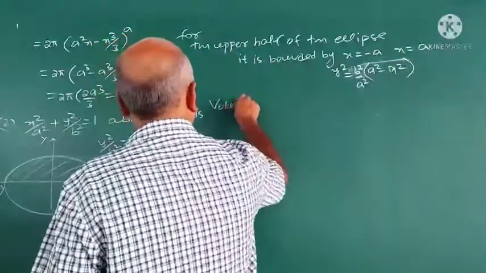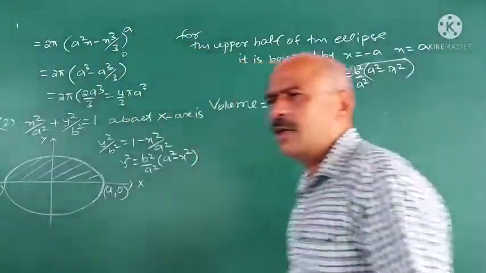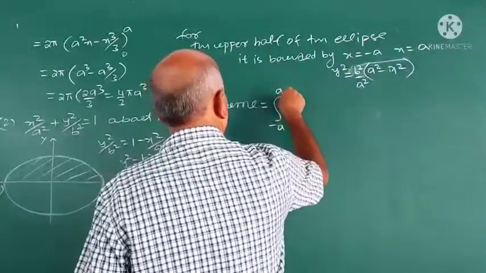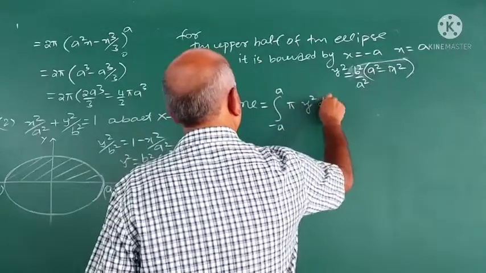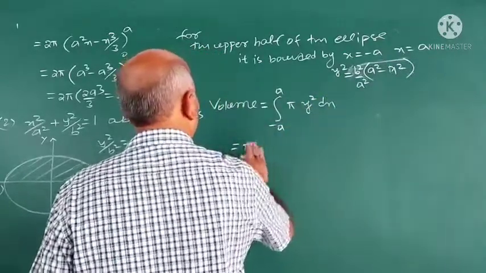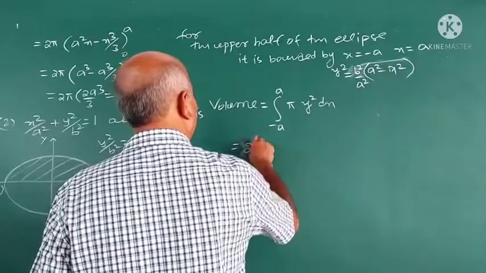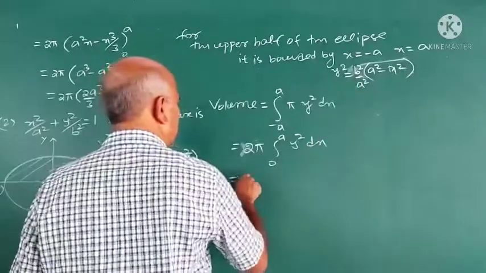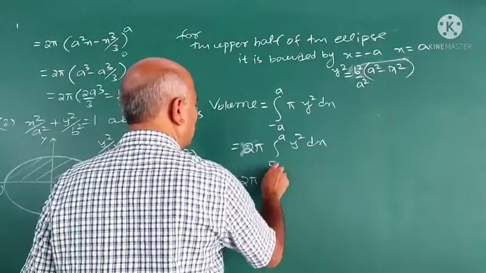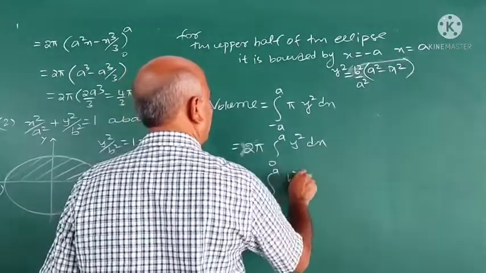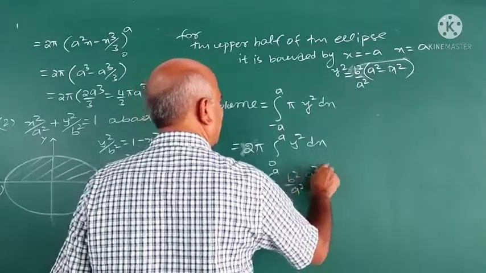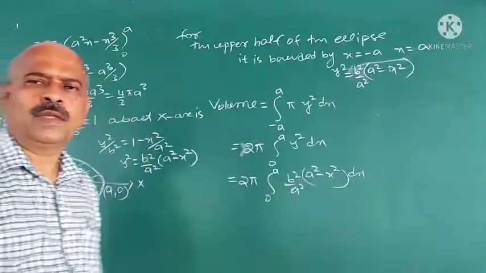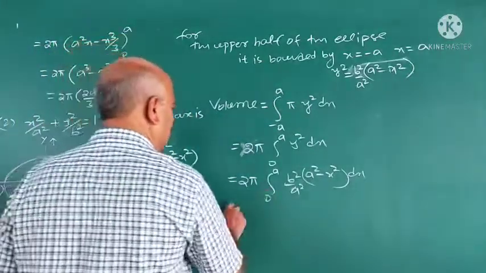Therefore, the volume of the solid obtained by revolving the area of the ellipse is integral from minus a to a of pi y square dx. I take minus a to a as 2 pi times integral 0 to a of y square dx, which is 2 pi integral 0 to a of b square by a square into a square minus x square dx. Now the only thing is to evaluate this.